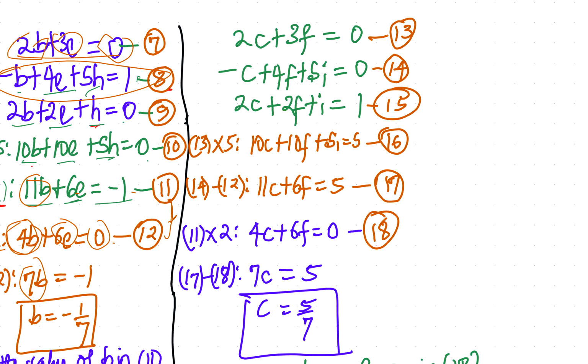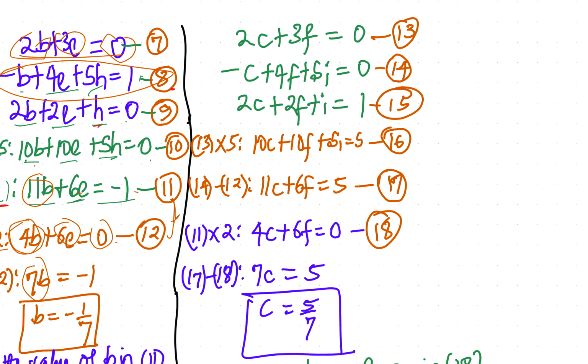So 2c plus 3f equals 0, minus c plus 4f plus 5i equals 0, 2c plus 2f plus i equals 1. So I say 13 times 5. Oh, okay. I think that's the same issue I had the other time. I think I changed some things without remembering to effect it. So what is actually happening here is actually equation 15, equation 15 times 5.